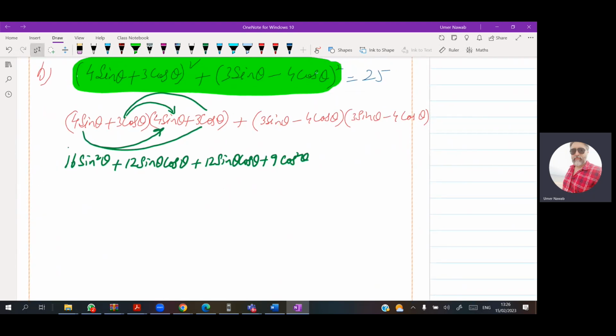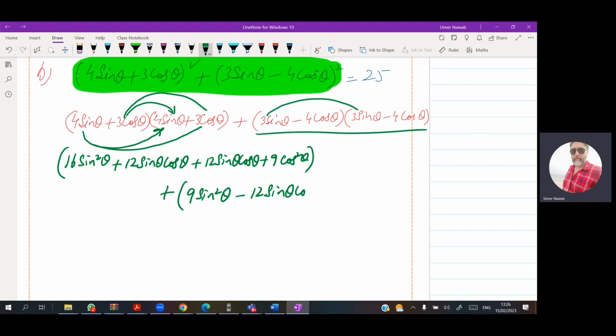Imagine these two brackets are multiplied and I wrote my answer here. Now another bracket, which is here, I'm going to multiply: 3 times 3, 9 sine squared theta, minus 12 sine theta cosine theta, and then minus 12 sine theta cosine theta, and finally minus 4 times minus 4 is plus 16 cosine squared theta. Ready? So can we simplify our results? This result is going to cancel with this one. This result is going to cancel with this one.